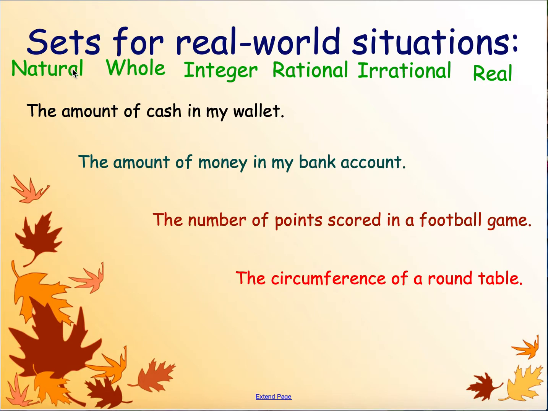And then when you're ready, after you've made your attempt to guess the answers to these, you can go ahead and resume the video. So the amount of cash in my wallet, I don't carry cash in my wallet, so therefore I'm classifying this as whole because it can be 0 or it can be 1, 2, 3, 4, 5, 6, 7, 8, 9, 10, obviously with 1s, 5s, 10s, 20s, 50s, $100 bills, but we're never going to have a decimal if we're just dealing with cash alone.